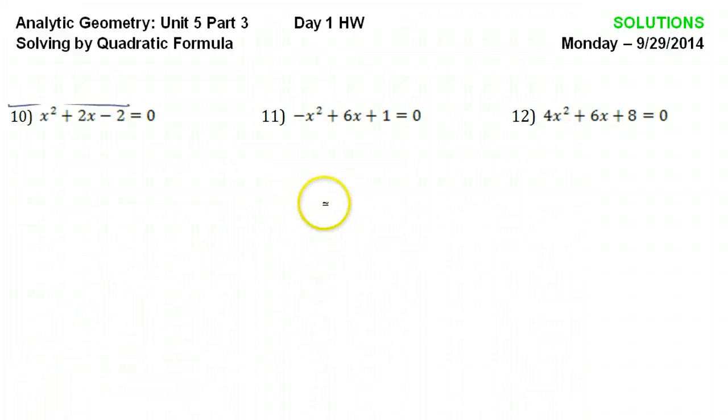Alright, this is part 3 of our lesson on solving by quadratic formula. Please put your pencils down, and if you need to watch the video, watch and learn, but then go back and do these problems by yourself to make sure that you can really do them.